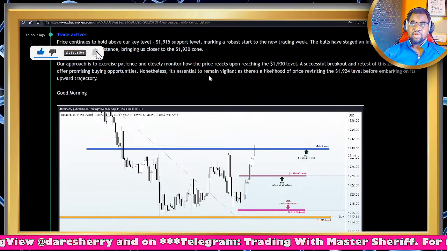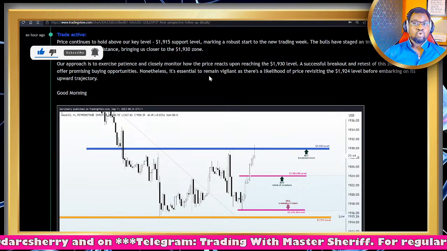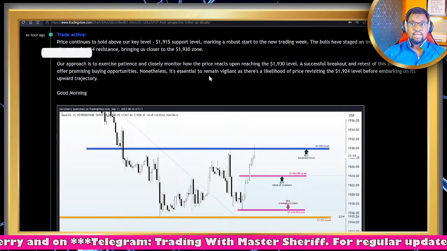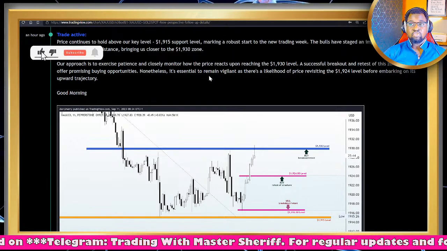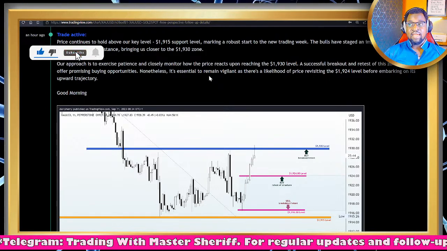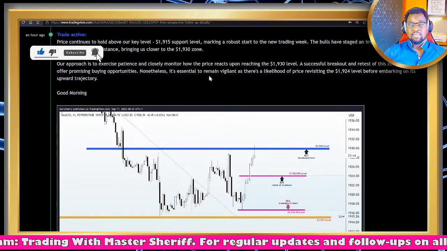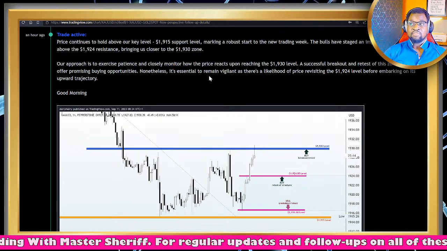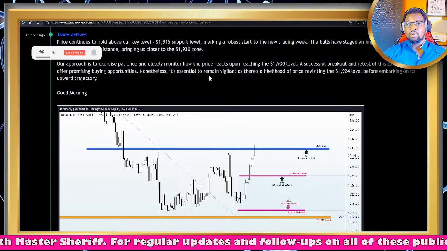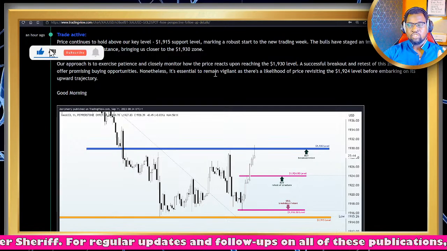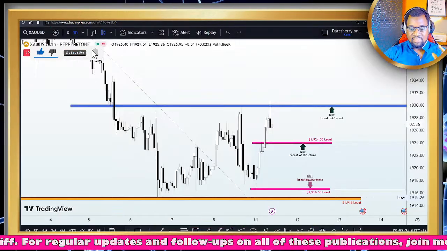A successful breakout and retest of the zone could offer promising buying opportunities. Nonetheless, it is essential to remain vigilant, as there is a likelihood of price revisiting the 1,924 level before embarking on the upward trajectory. Now, let's go into the live chart to discuss this in detail.